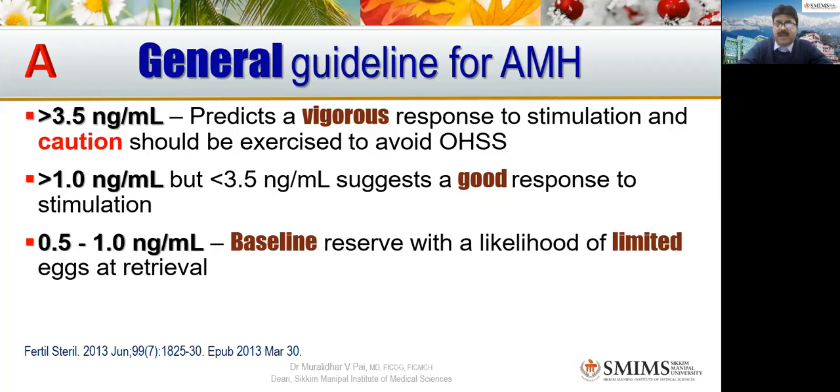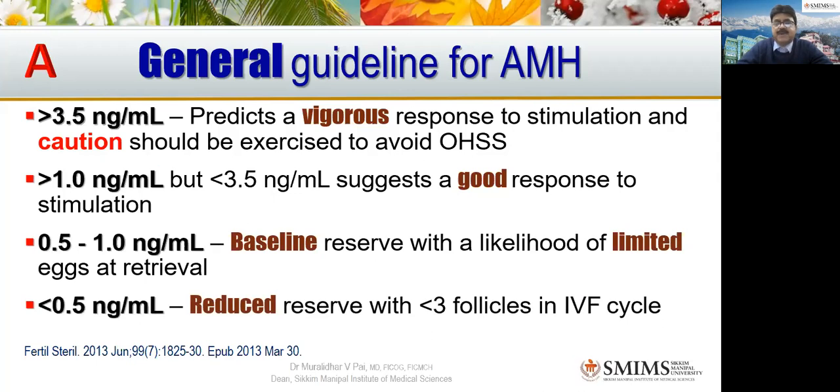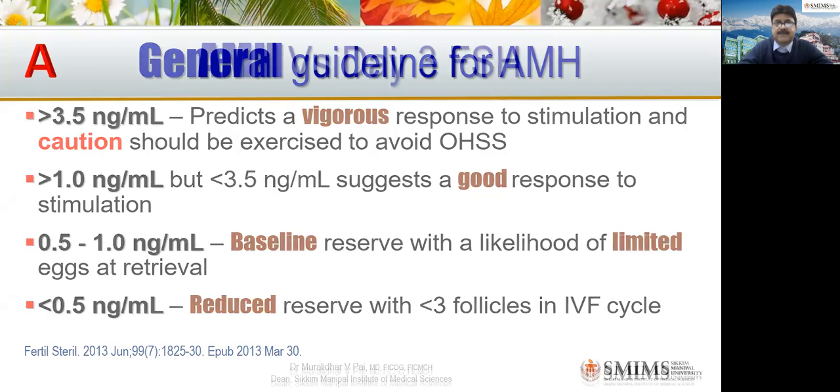But anything less than 0.5 nanograms per ml means reduced reserve with less than 3 follicles in an IVF cycle. In fact, less than 0.3, better to straight away go for egg donation maybe. So as you can see here, these are the actual values. Less than 0.5 is reduced. 0.5 to 1 is okay baseline. Anything more than 1 but less than 3.5 is good response. Anything more than 3.5 is OHSS.